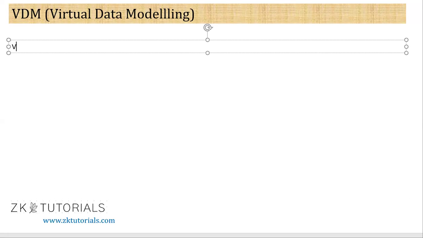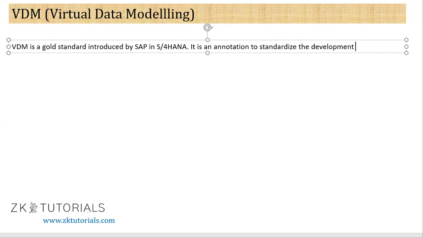VDM stands for virtual data modeling, and it is a gold standard introduced by SAP in S4 HANA only. It is an annotation to standardize the development of CDS views.